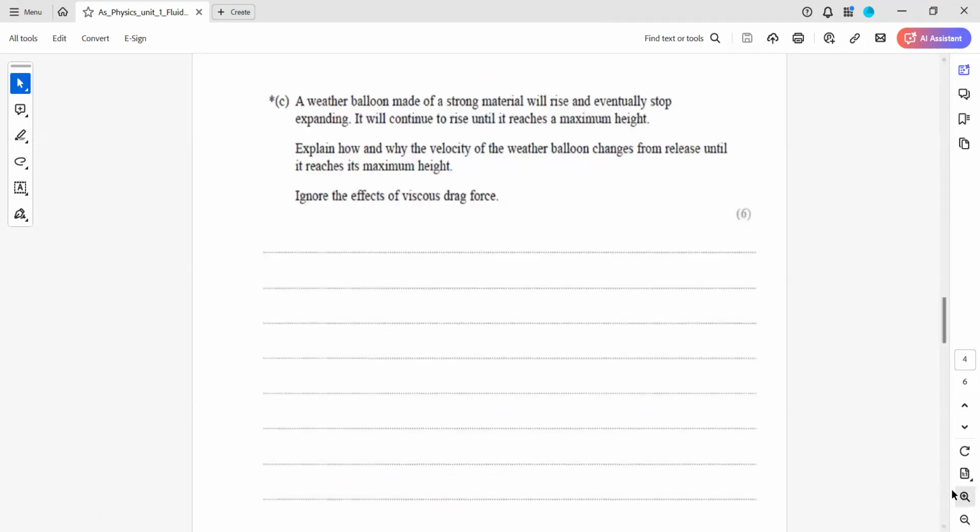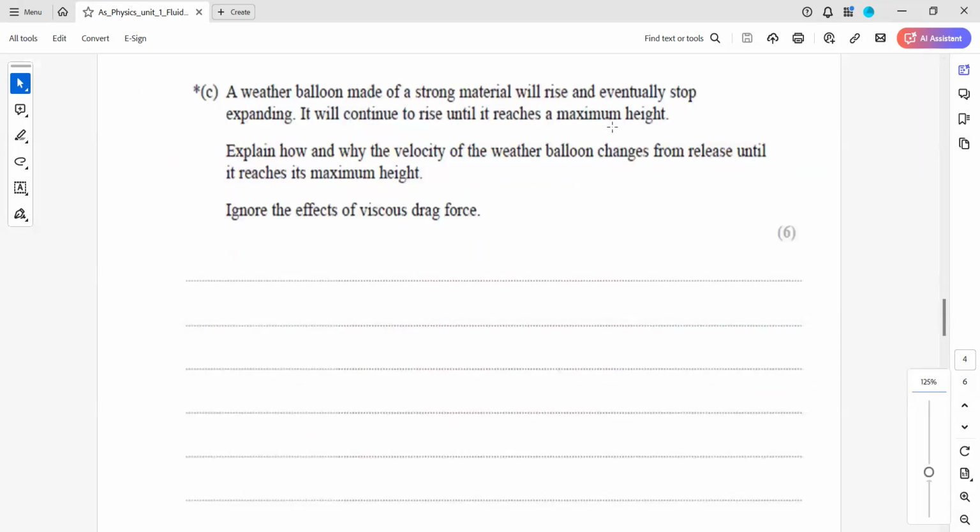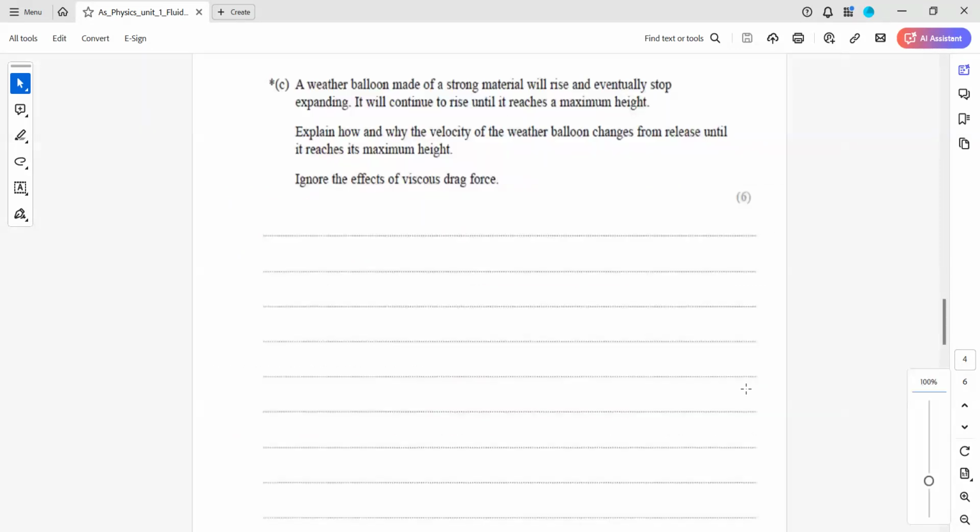The next question: a weather balloon made of a strong material will rise and eventually stop expanding, and it will continue to rise until it reaches a maximum height. Explain how and why the velocity of the weather balloon changes from when it is released until it reaches a maximum height. Ignore any effect of viscous drag or drag force. It's a 6-mark question. Your answer should make sense, and you should relate the points with each other. You cannot just write one point and then another point that does not relate. The points should relate with each other.